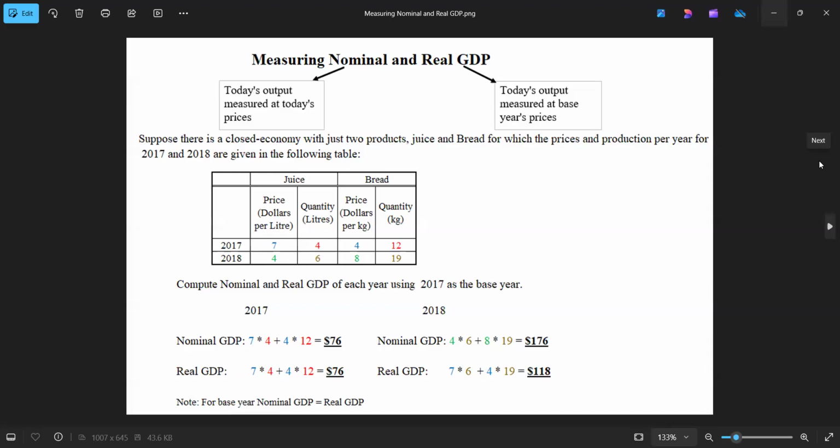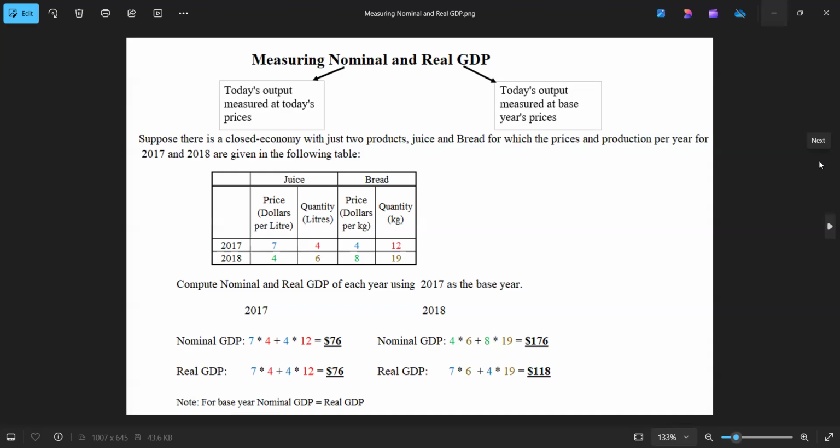Let's look at this example where we have an economy, which just produces two products, juice and bread. And we want to compute its nominal and real GDP for 2017 and 2018, and we're going to take 2017 as the base year. So let's first compute the nominal GDP for 2017. Like we said, nominal GDP makes use of current year prices. So we're going to use 2017's quantity and 2017's prices, which means that for juice, we're going to do 7 into 4 plus 4 into 12 for bread, which gives us $76 as our nominal GDP for 2017.